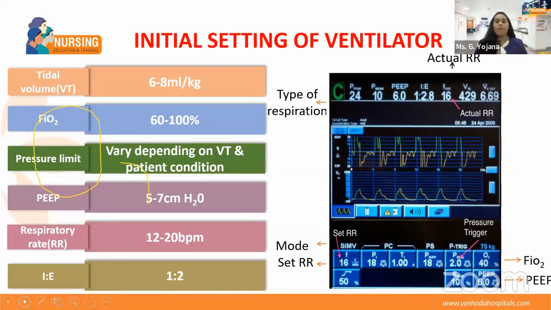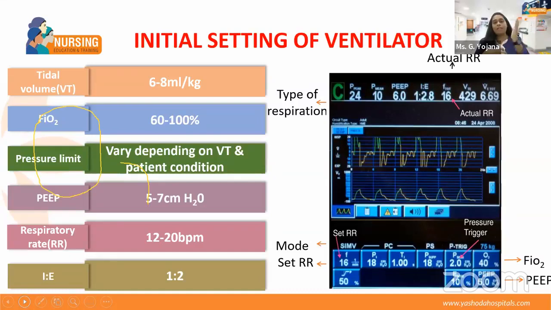Next, the third one is the I to E ratio. I is the inspiration to expiration ratio. Remember, when you set the ventilator, the inspiration is always lesser than the expiration. The expiration is more than the inspiration. Why? Because during inspiration you are taking in oxygen, and during expiration you are washing out the carbon dioxide.